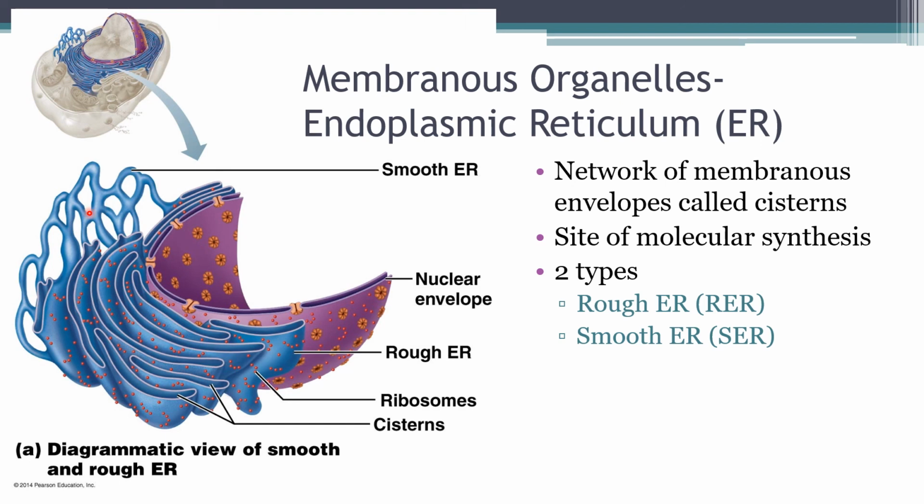So then, since smooth ER doesn't produce protein, what does it produce? It produces the other kinds of macromolecules in the cell. Smooth ER produces the carbohydrates, and it produces the lipids that the cell will use to perform whatever tasks it needs to perform. The other thing that smooth ER does is it actually stores calcium for cells. And that'll be important in all cells, but particularly important in muscle cells.